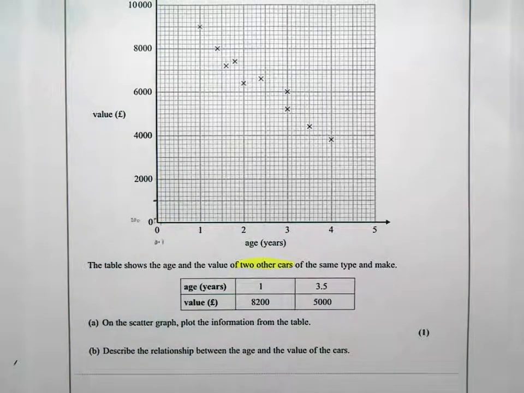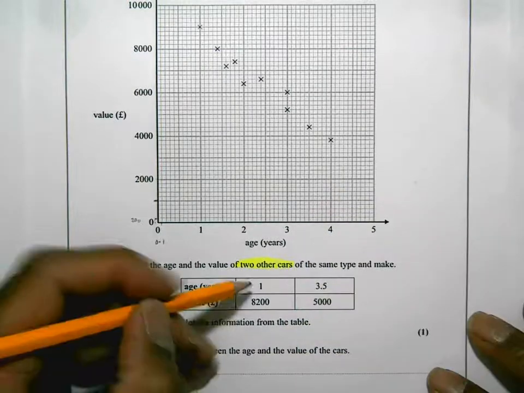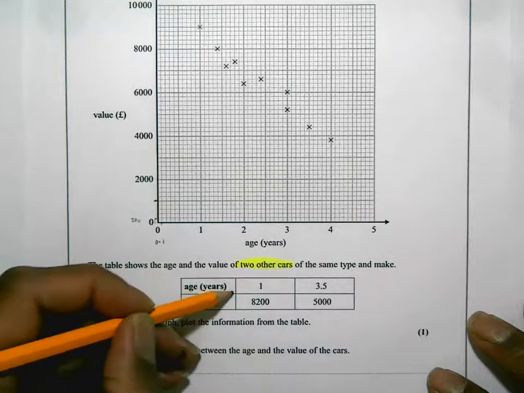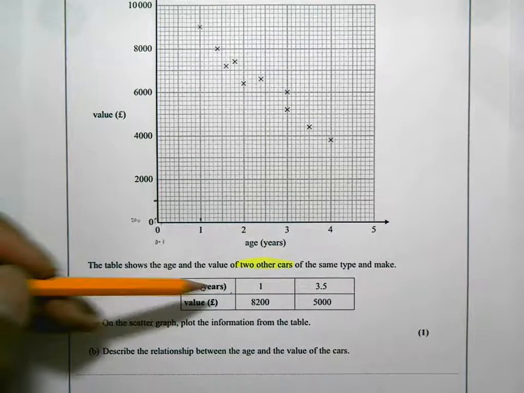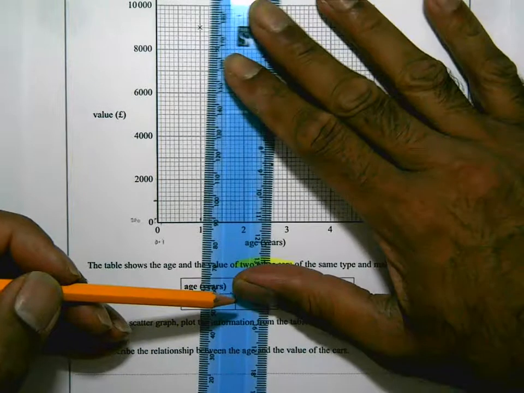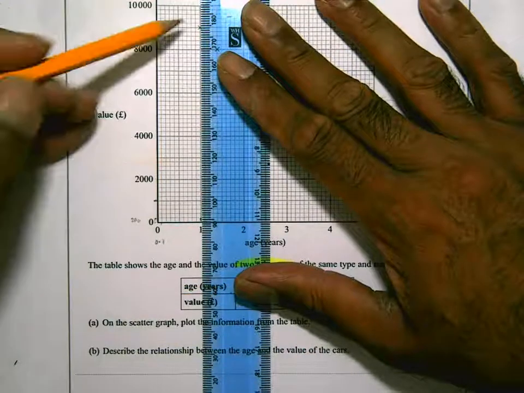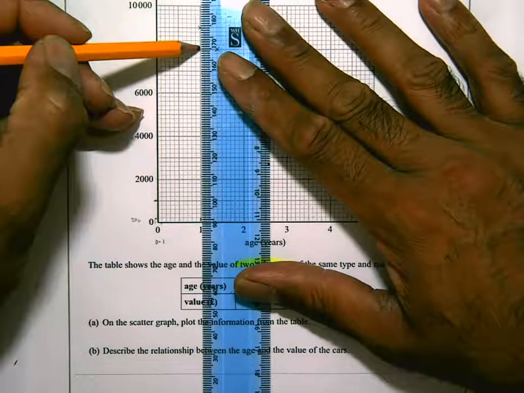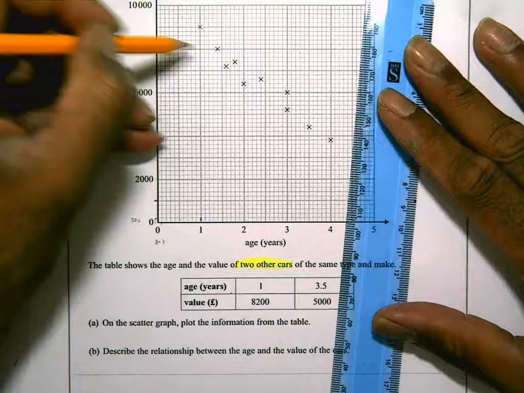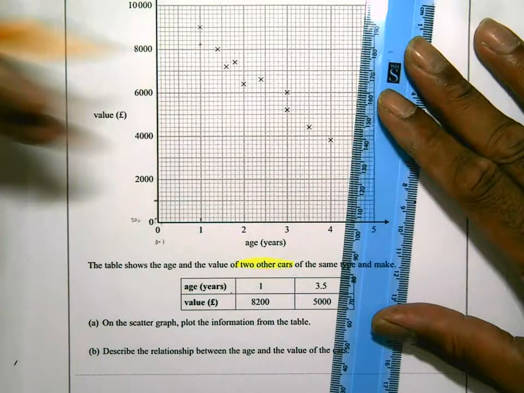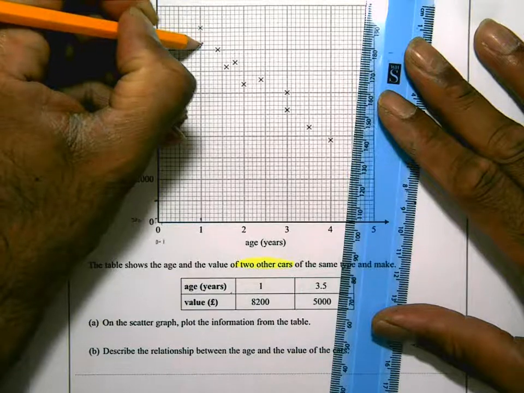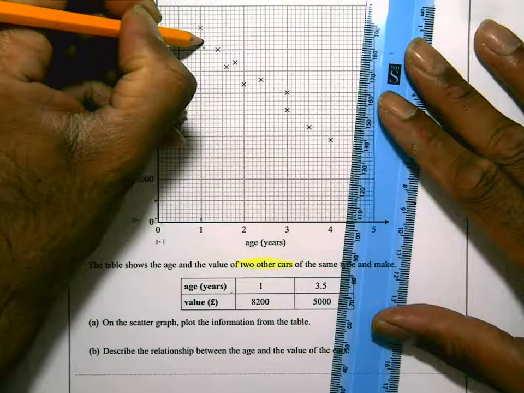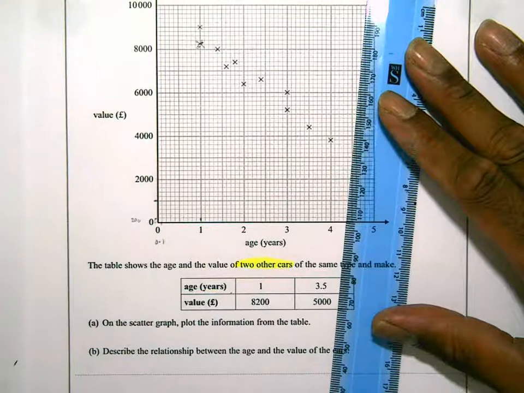So if I were to plot the first point, the age in years is 1, and the value of the car is 8,200. So I'm going to go up this line here. I don't need to draw a line, but 8,000, and then it says 8,200. So from 8,000, I just need to go one more square up. Don't put a dot, put a clear cross, and try to be as accurate as possible. Don't leave any doubt in the mind of the examiner, or else you'll get it wrong.